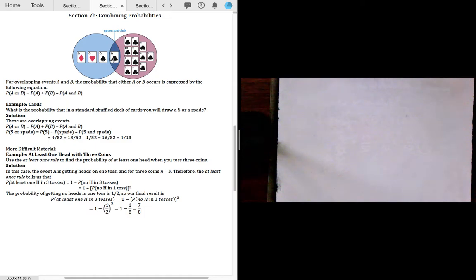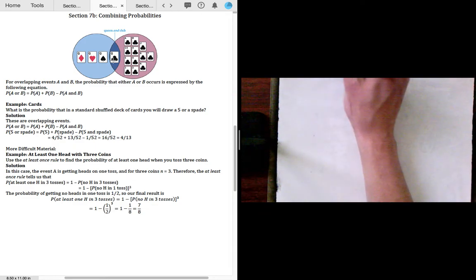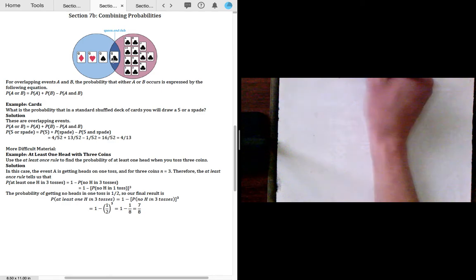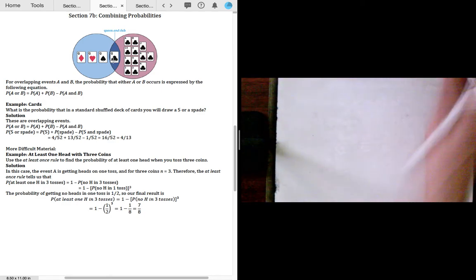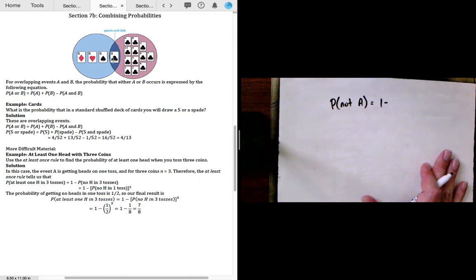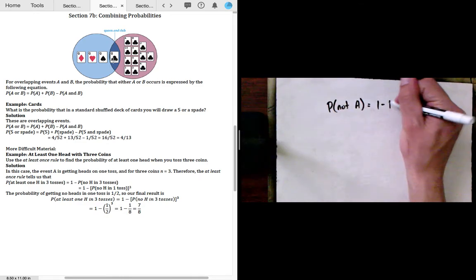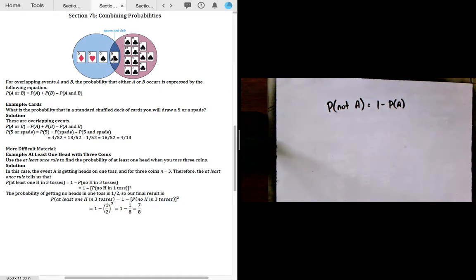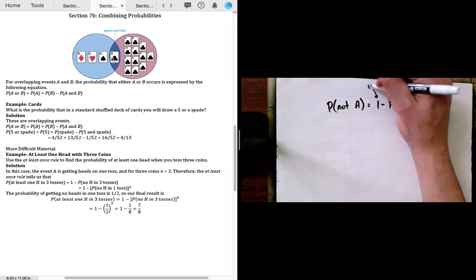In 7A, remember we talked about the not probability, the probability of not A. Remember that the probability of not A is 1 minus the probability of A. Because the probability of something happening plus the probability of it not happening is always equal to 1. In other words, if there was a 20% chance of rain today, then there is an 80% chance that there is not rain today. So the 20% plus 80% is 100%. And remember, as a decimal, 100% is expressed as 1.